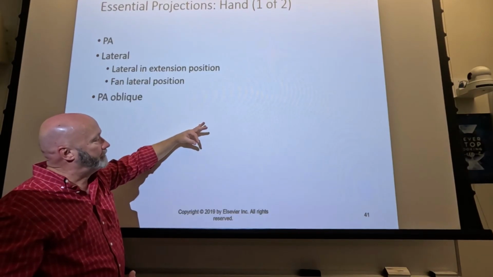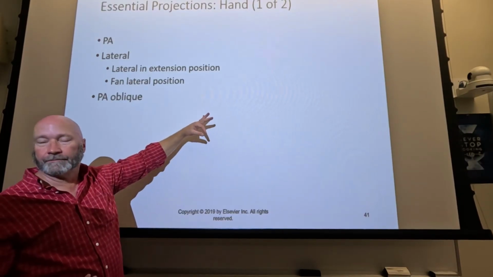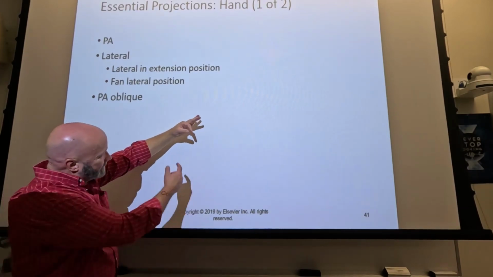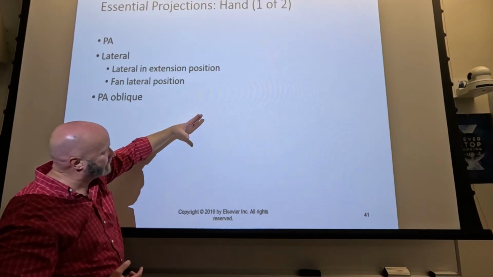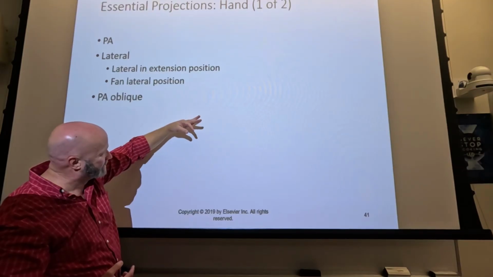So the problem with a fan lateral for a hand is that if you're looking for a foreign body, look at how much soft tissue I've overlapped here as opposed to that, okay? So I'll go back in reverse order with it, and look what happens to the soft tissue.